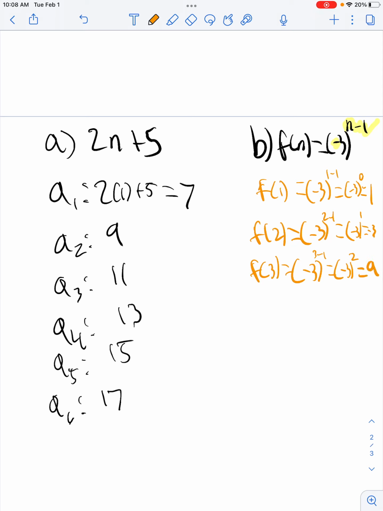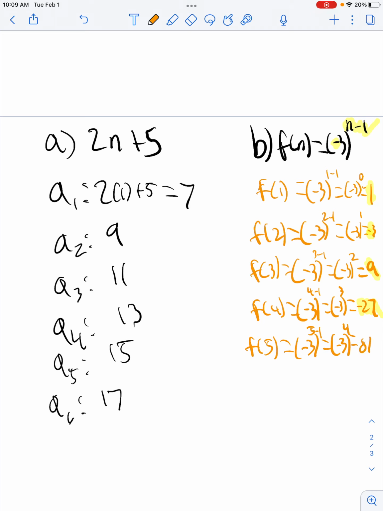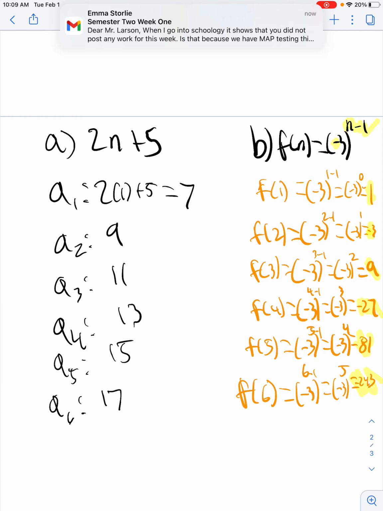So it's super important that when you have this negative, your positives and negatives are going to switch. If you look here, I have positive 1, negative 3, positive 9, negative 27, because a negative times a negative is a positive, and a positive times a negative is a negative. So you're going to keep getting these alternating signs: positive 81, and for the sixth term, if I plug in 6 minus 1, I get negative 243. Again, highlighting how it alternates between positive and negative.